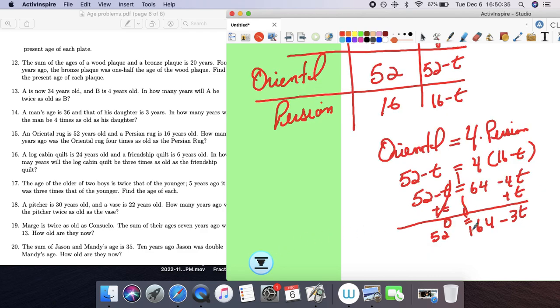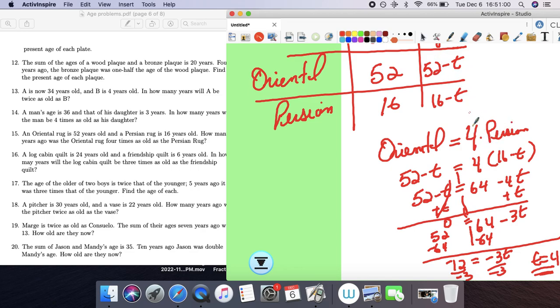Don't forget your rule. We're going to do minus 64 here, minus 64. This is negative 12. Negative 3t comes down. Divide both sides by negative 3. And t equals 4. So that's your time. 4 years ago, the Oriental rug was 4 times as old as the Persian rug.